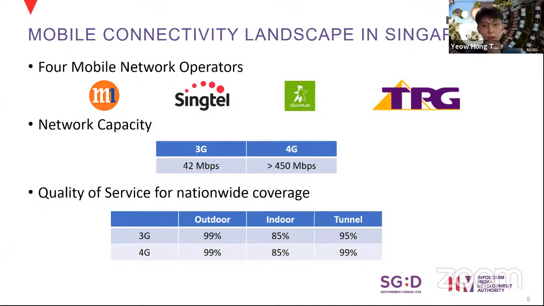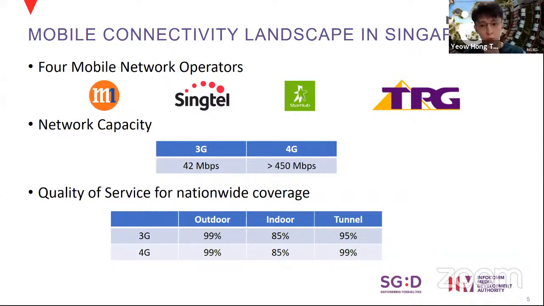In Singapore, we have 4 mobile network operators, all with varying performance. But in general, the typical 3G network can support up to 42 megabits per second, and the 4G network can support more than 450 megabits in terms of peak throughput. Having said that, besides the 4 mobile network operators, we also have quite a handful of virtual operators. And in Singapore, we have the quality of service framework for national coverage, which needs to be complied with by all the mobile network operators.